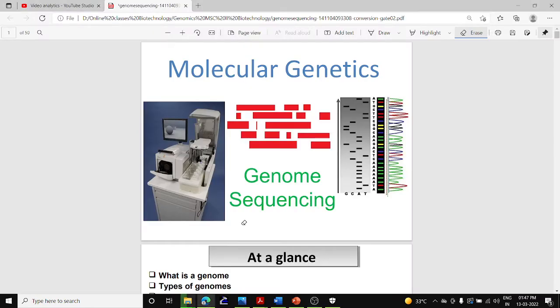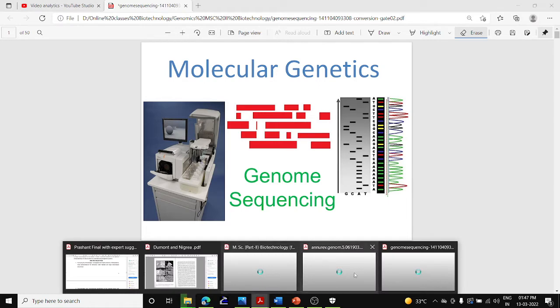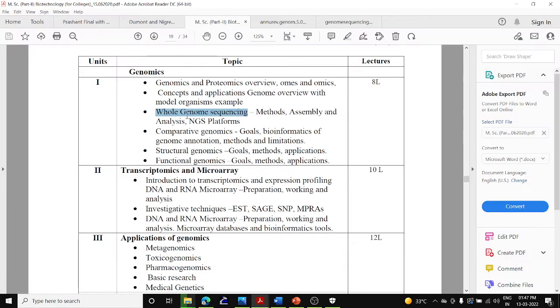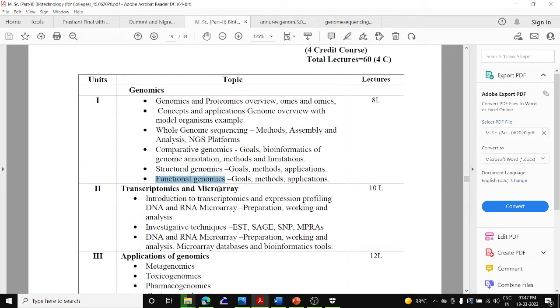Hello guys, welcome to the next lecture in genomics, that is genome sequencing. In our syllabus, we have seen the introduction previously, then we have seen a little bit about the applications of genomics. Then we'll see the third topic, that is whole genome sequencing: the methods, assembly and NGS platform. And then we'll see comparative genomics, structural genomics and functional genomics.